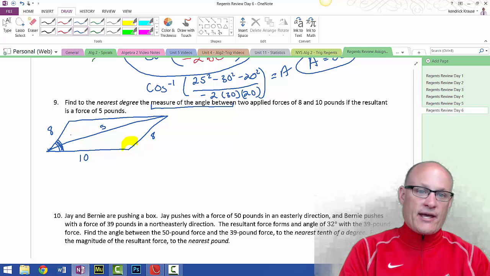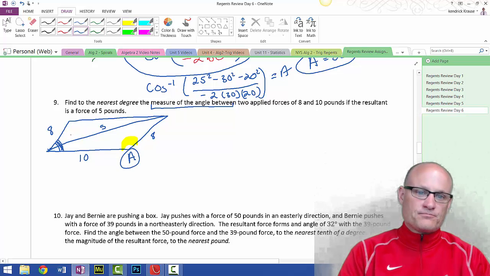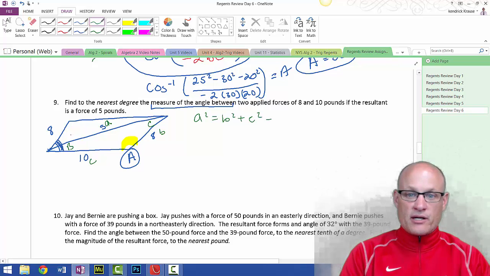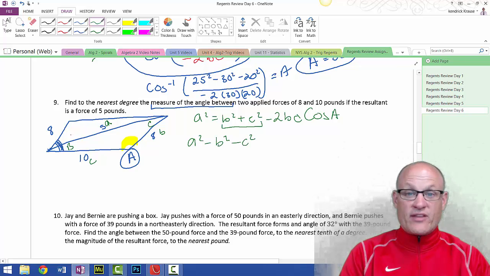So we're going to call that A, capital A. And this is little a. And then we'll just call this B and capital B and C and capital C. So again, we're going to do a squared equals b squared plus c squared minus 2bc cosine A. We're going to isolate the A, so we're going to move this stuff over first. So it's a squared minus b squared minus c squared. You got to always take care of the adding and subtracting first. So I got rid of that.